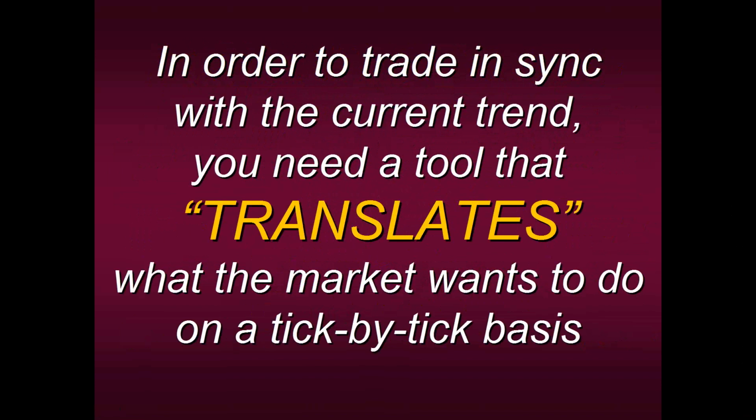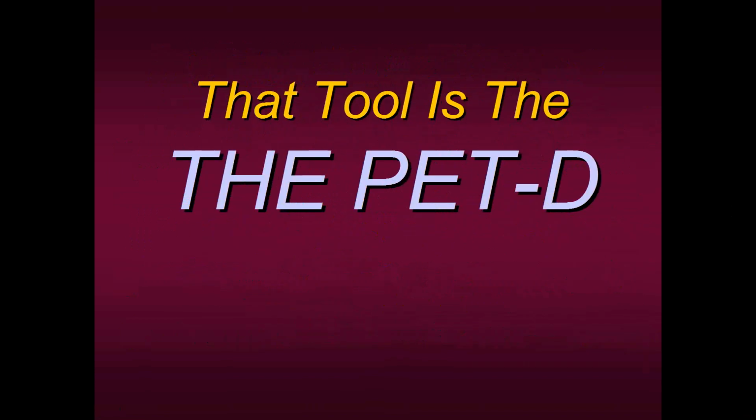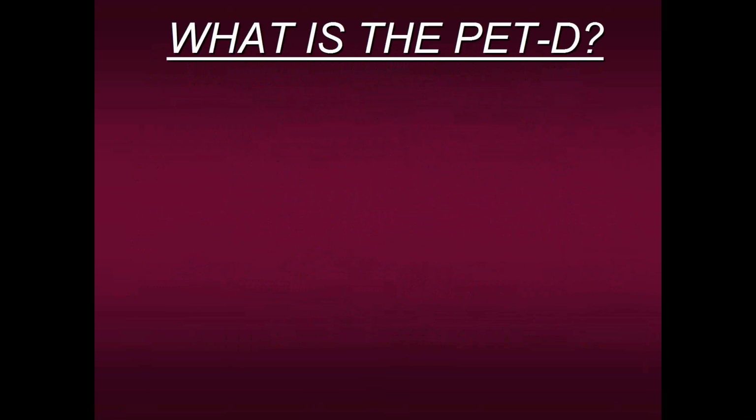All right, so how can we translate? How can we listen to what the market wants to do? Well, there's only one tool in my 42, almost 43 years of experience that can translate, and that tool is the Pet Dee. That tool is something I was taught some 40 years ago by my mentors, and I've used it in some capacity in every trade, in every trading method I use, in every strategy, because it is so powerful. All right, so for those of you who aren't familiar with what the Pet Dee is, it's a tool that I was taught some 40 years ago on the floor that will roughly translate what the market wants to do on a tick-by-tick basis.